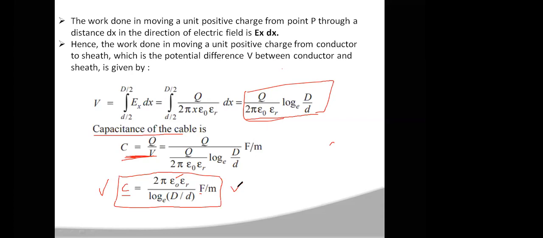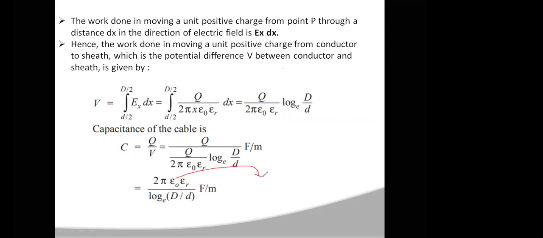If you want to calculate the capacitance for the whole length of the cable, then this value should be multiplied with L, the length of the cable. Then the capacitance of the cable is 2 pi epsilon naught L by ln D by d. What is epsilon naught here? Epsilon naught value is 8.854 into 10 power minus 12 farads per meter.